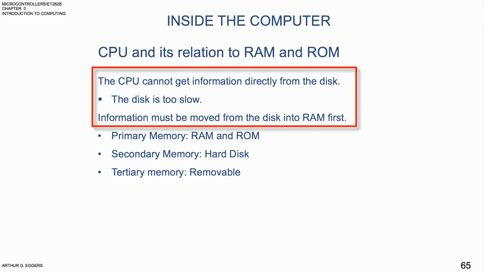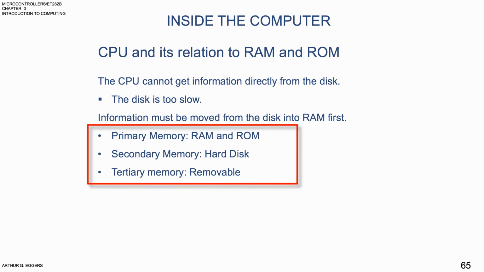For this reason, RAM and ROM are sometimes referred to as the primary memory, and disks are considered the secondary memory. Your removable hard drives, your thumb drives, these types of devices are typically your tertiary memory.